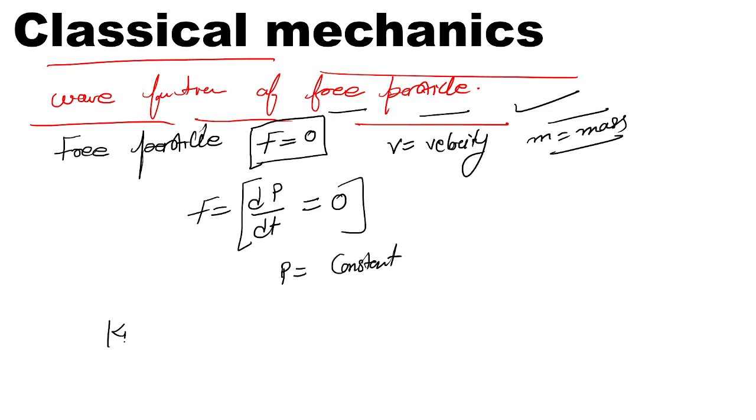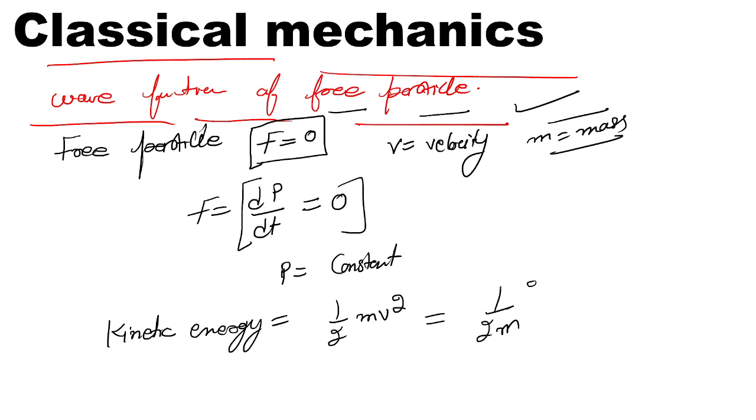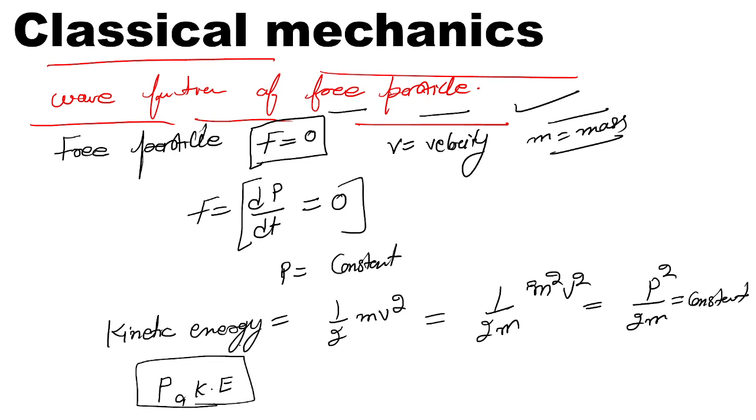And if we talk about the kinetic energy of this free particle, that is 1 over 2 mv square. If we multiply and divide by m, we get m square v square, and this becomes p square over 2m. When p is constant, and mass is always constant, the kinetic energy also will be constant. So for a free particle, momentum and kinetic energy, these two are constant. This is the case in classical mechanics.